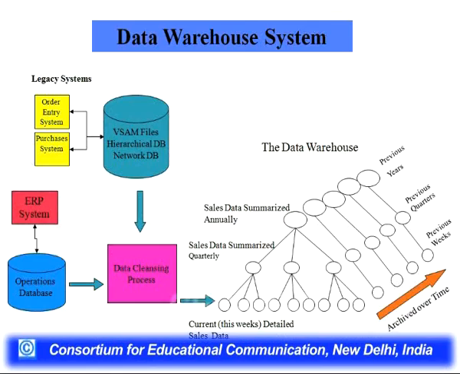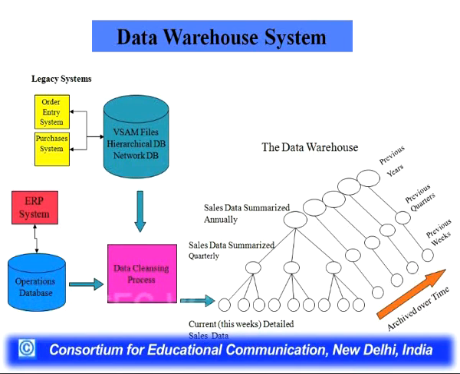So here you can see the data warehouse system: the legacy system, order entry system, purchase systems, which are linked here with the network DB, and the ERP system with the operational databases. Then after this data cleansing process, it goes to the data warehouse, where you can see the sales data summarized annually.